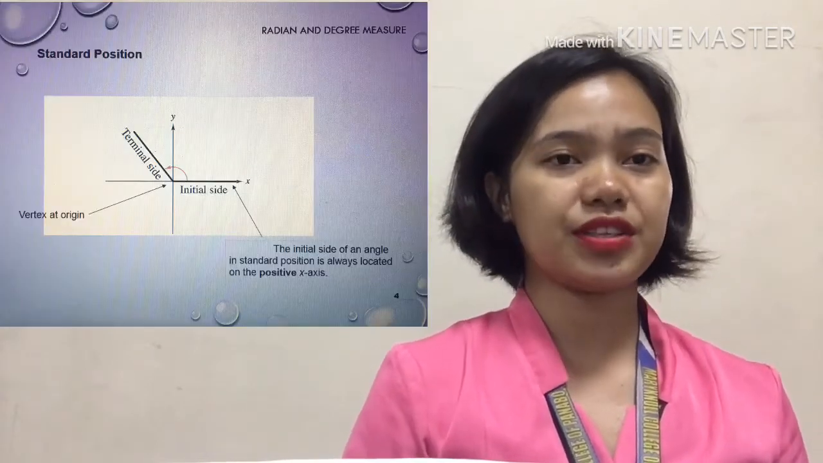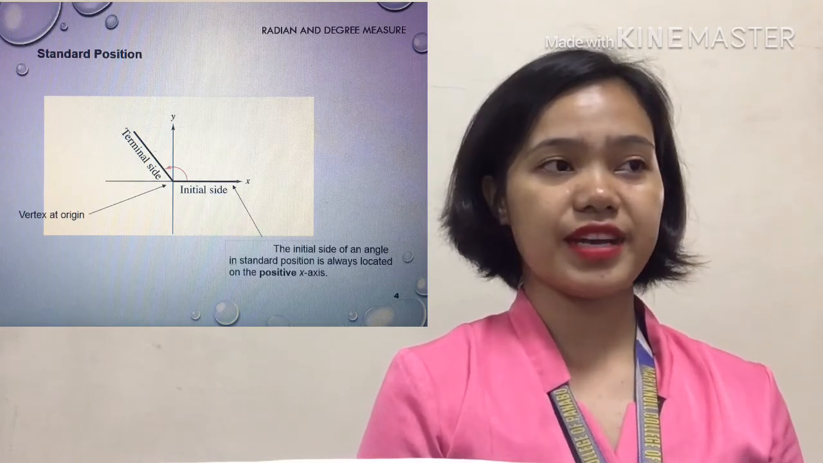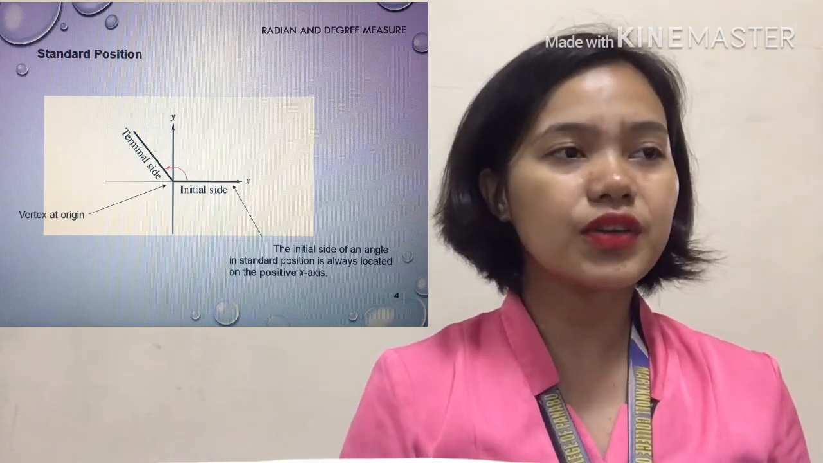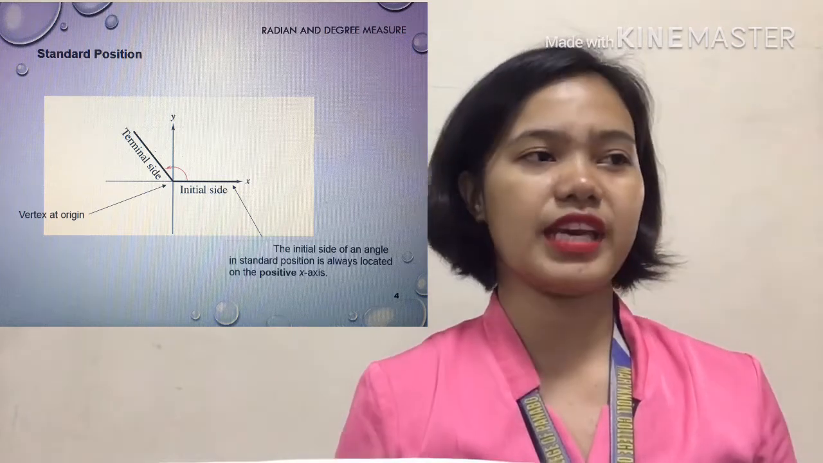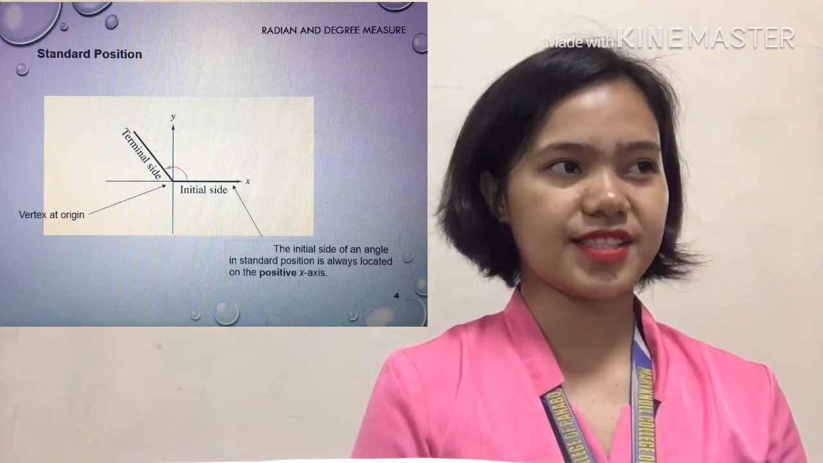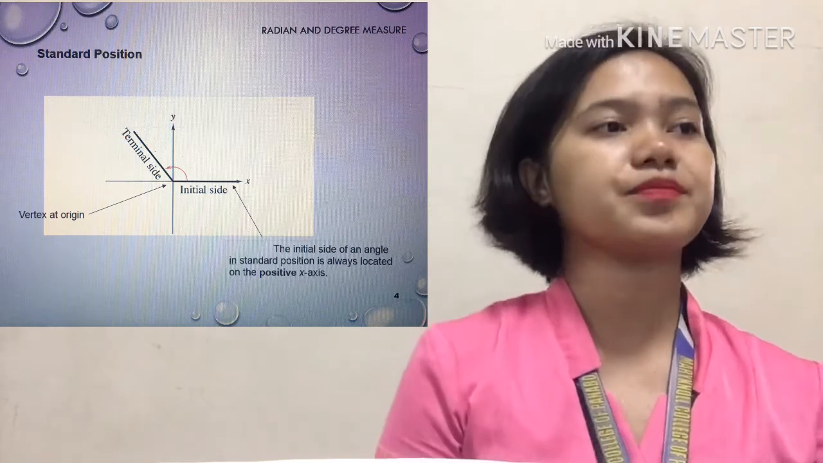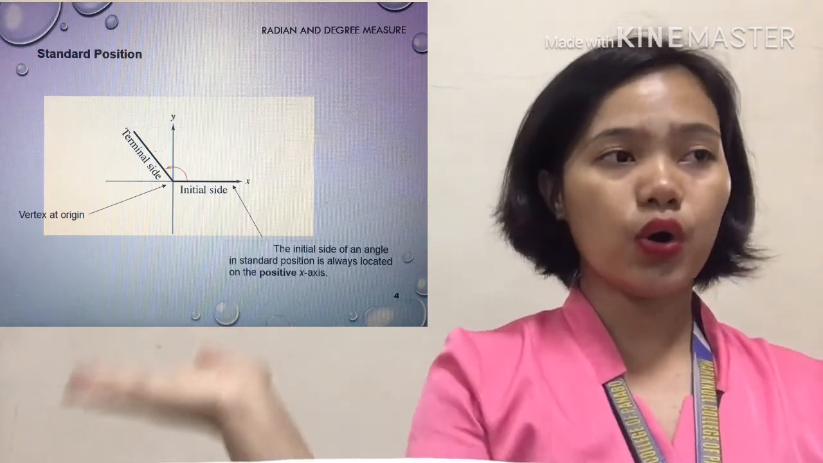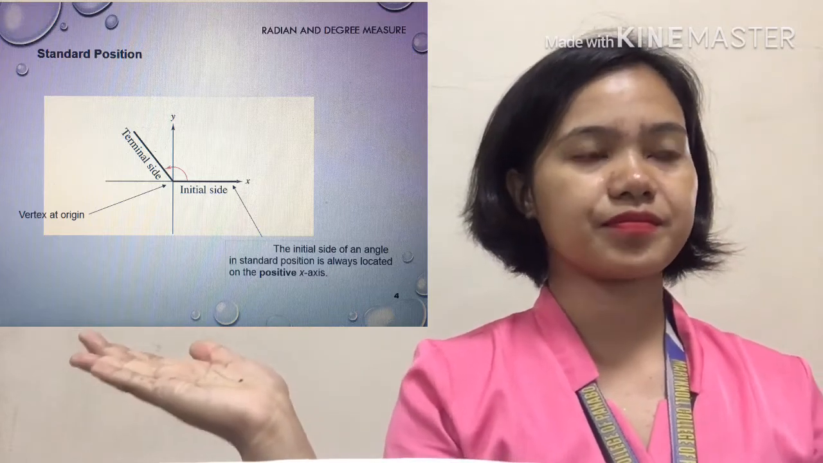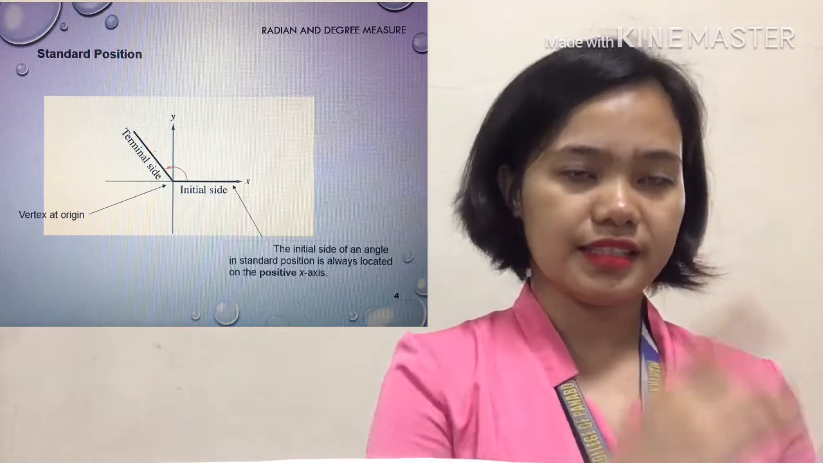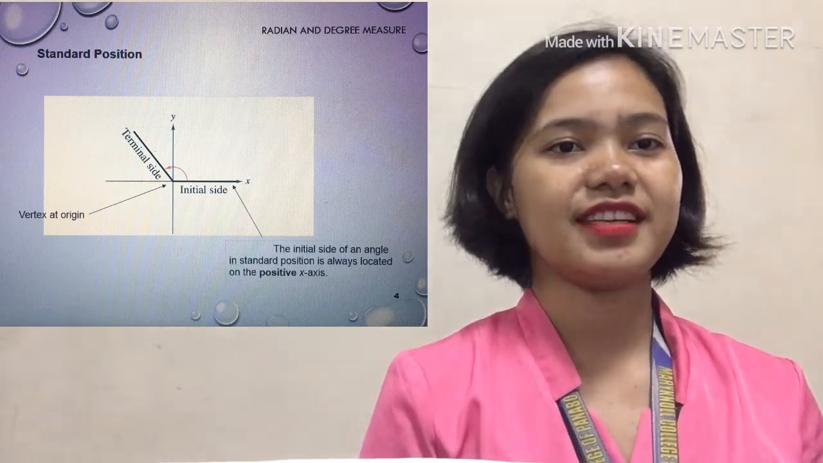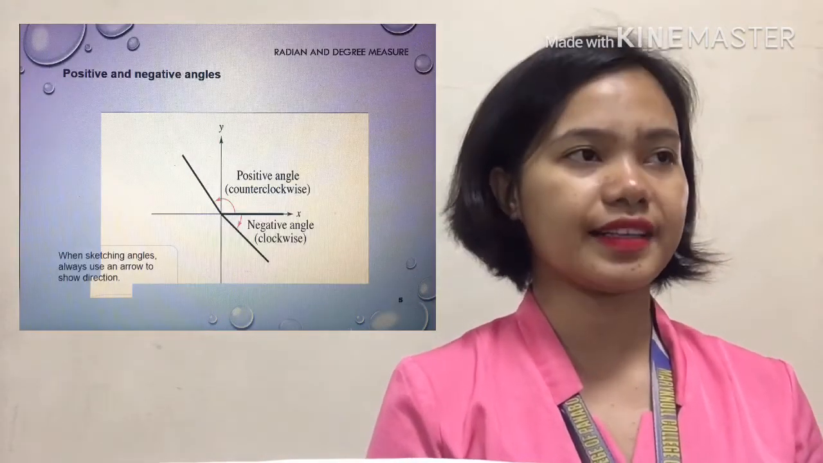Another one, we have the standard position. When we say standard position, the initial side of an angle in standard position is always located on the positive x-axis. So we have here a Cartesian plane. This side is the initial side on the positive x-axis, and our terminal side is anywhere on the Cartesian plane, of course.